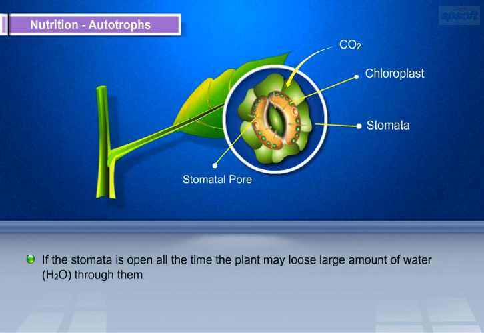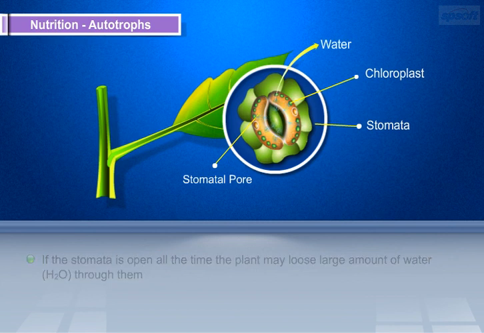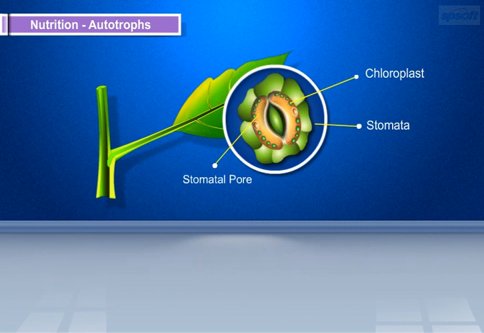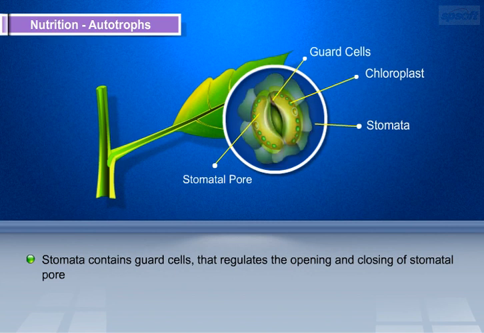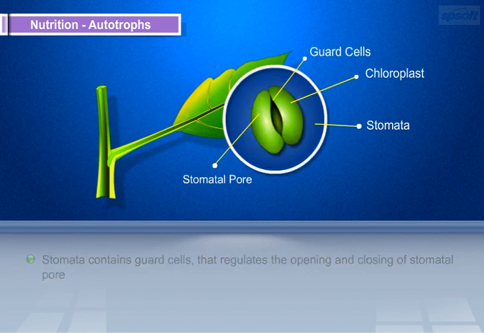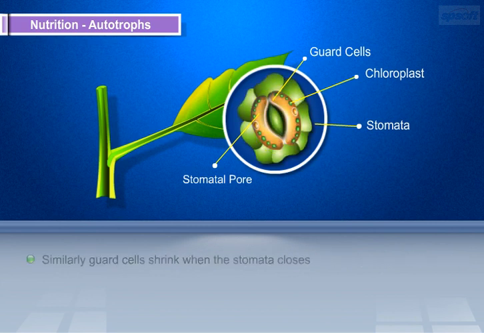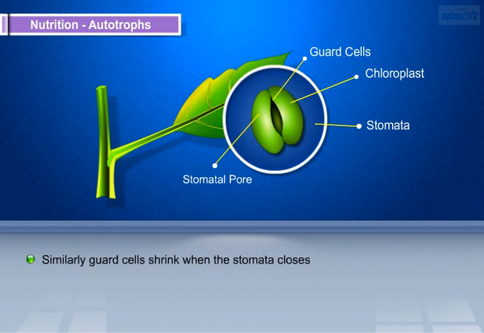If the stomata are open all the time, the plant may lose a large amount of water through them. To prevent this, the stomata are opened only when the plant needs carbon dioxide for photosynthesis. Stomata contain guard cells that regulate the opening and closing of the stomatal pore. When water flows into them, the guard cells swell and open up the stomata. Similarly, guard cells shrink when the stomata close.